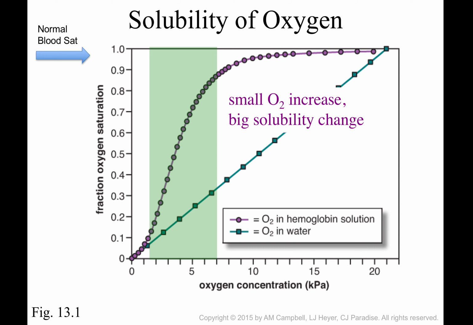How this is adaptive is that over a very short range of pressures of oxygen, a range of pressures of oxygen that are applicable to living at 1 atmosphere of pressure on Earth, you can get your blood oxygen saturated really high with a fairly small range of oxygen concentrations. And then it's pretty saturated. Normal blood saturation is between 95 and 100%.